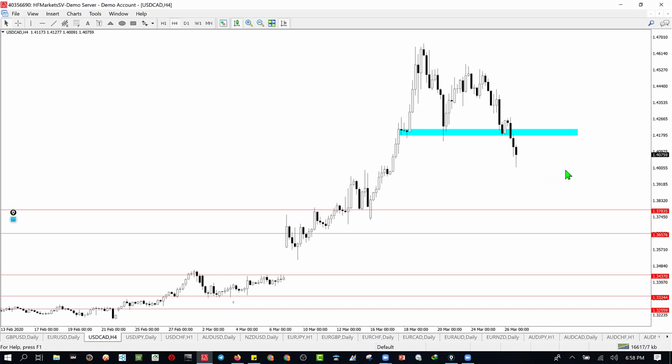I sell immediately the asset. You are shorting the USD. Right now, we are on the USD against the Canadian dollar. So we are shorting the USD, buying the Canadian dollar. We are selling the American dollar, buying the Canadian dollar.